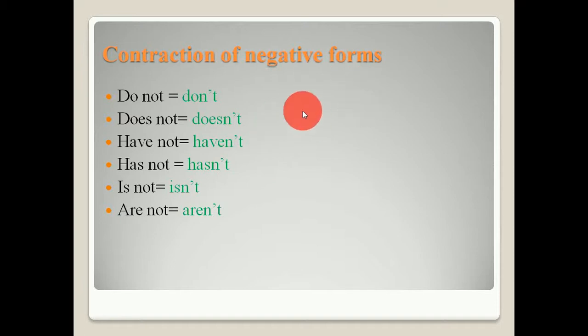Contraction of negative forms. The contraction of these auxiliaries يعني the short forms يعني كي نحبوا نقصروا فيهم وش يعطونا؟ do not تعطينا don't. تقدر تقول do not ولا don't. So you can say does not ولا doesn't, have not ولا haven't, has not ولا hasn't, is not or isn't, are not or aren't.